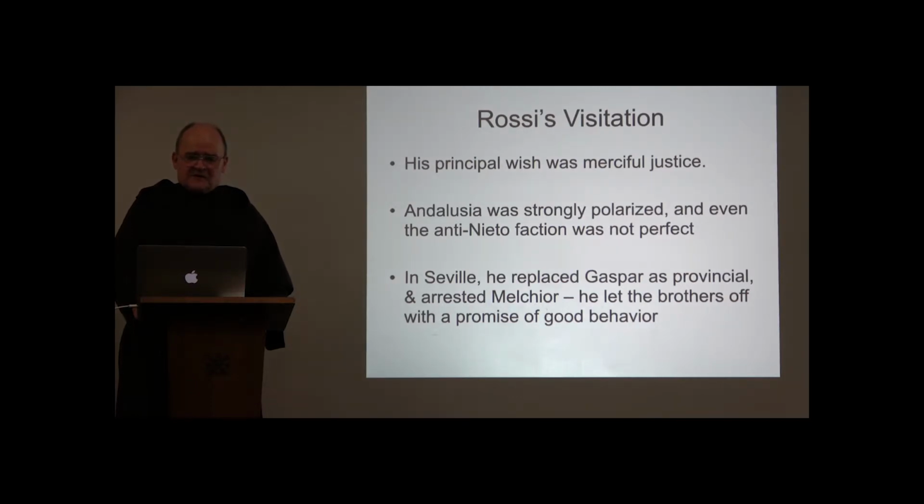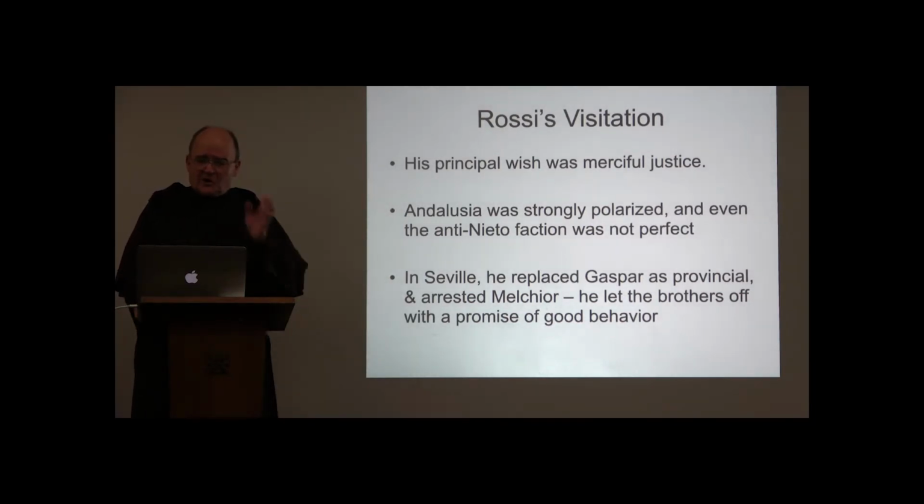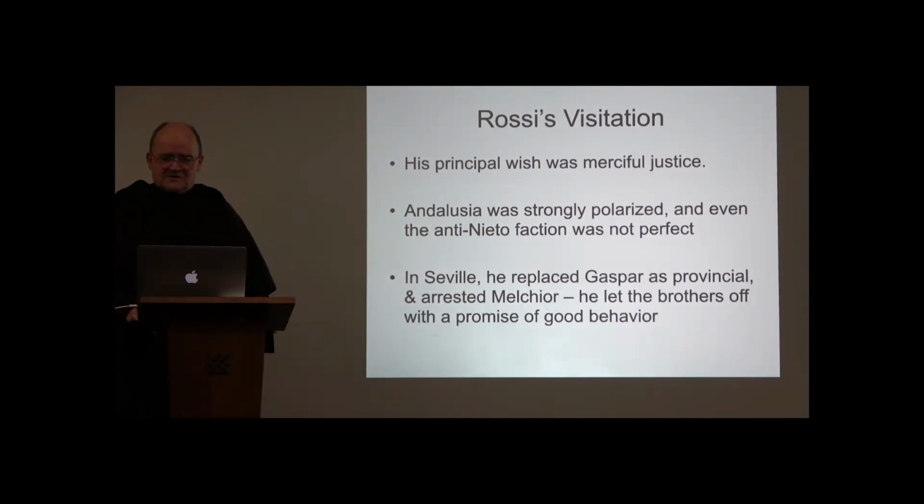He replaced Gaspar as provincial with a better candidate. He arrested a second brother, Melchior, who had actually been accused of violence against a previous visitator. He had been essentially co-opted into the Carmelites after having been a Franciscan. Never got much in the way of Carmelite formation, and was probably the most blatant criminal of the three. Eventually, Melchior was simply expelled from the order altogether.